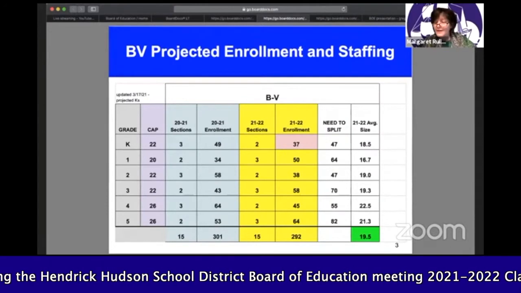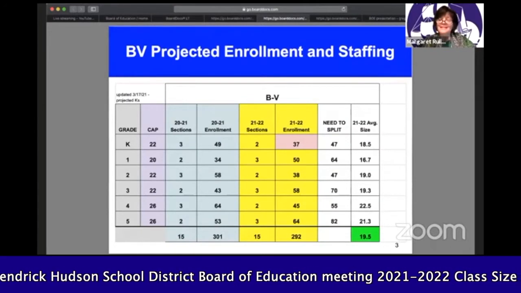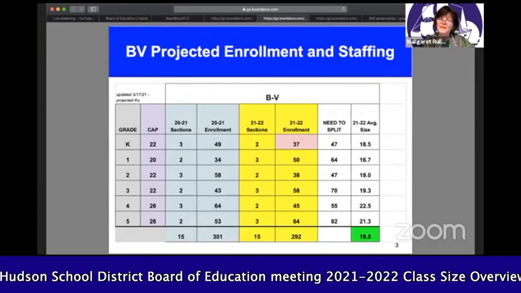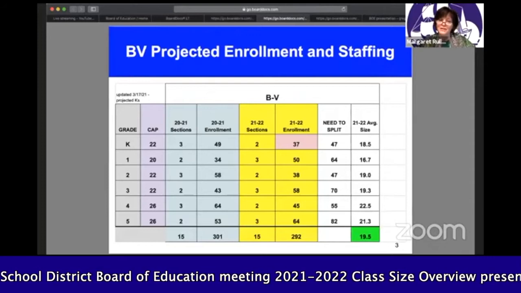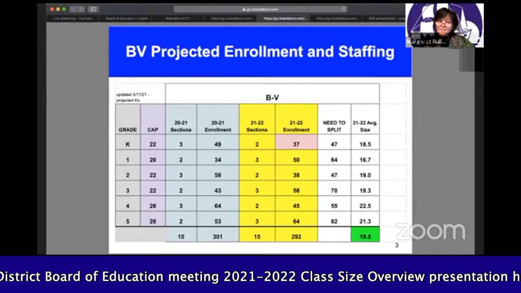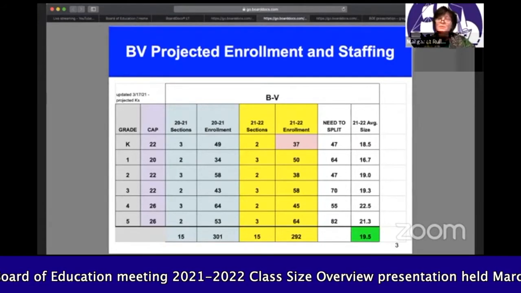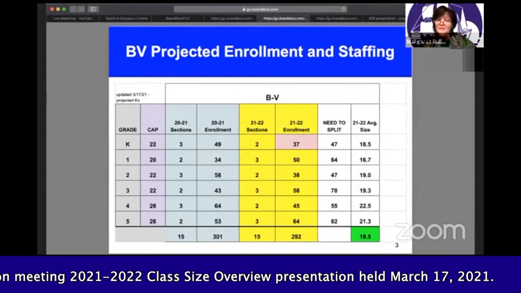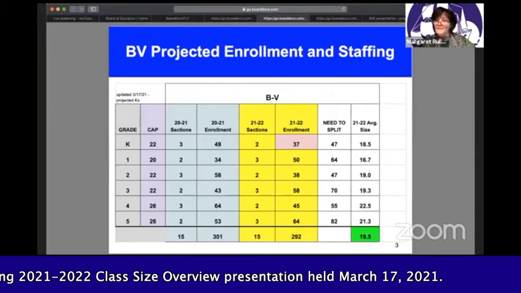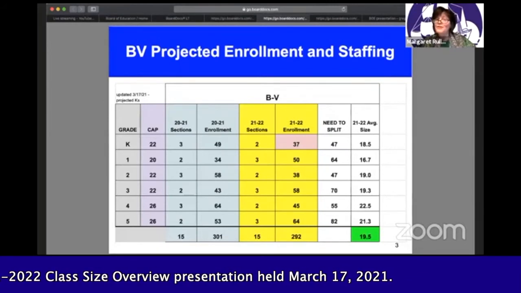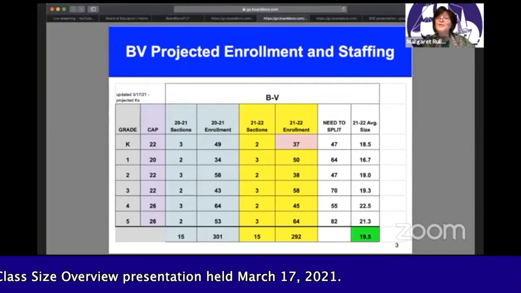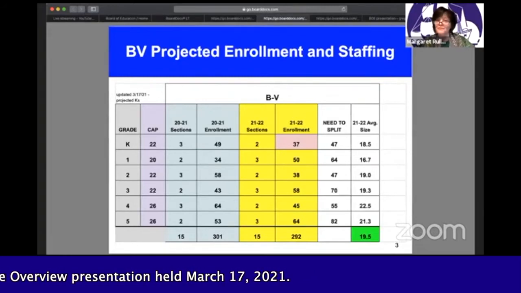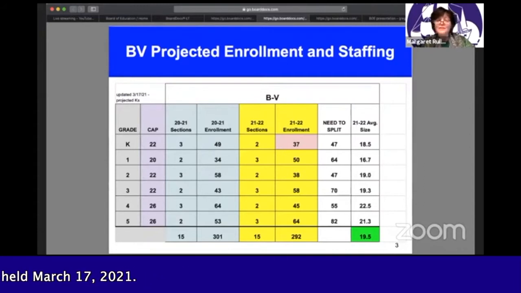Next to that in the white column, you see the number that is needed in order to split and create the next section. And you can see right now that there is a fairly healthy distance between that yellow column called enrollment and the white column of need to split. That's a good thing. On the far right is the average class size, and those are terrific numbers for BV. There isn't really a class that is close to the cap, close enough to make us worry at this moment.